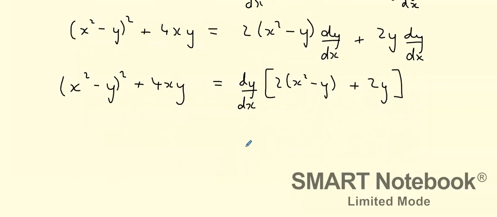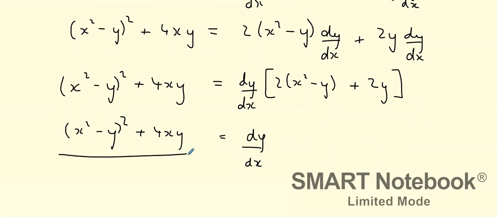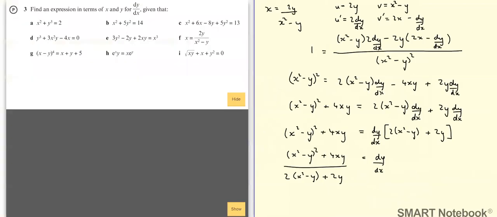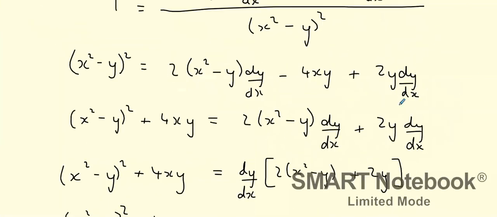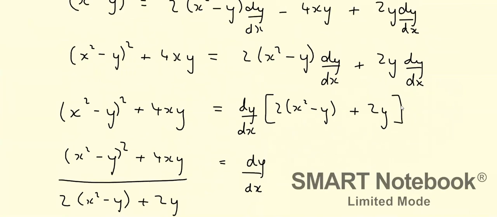And the final step is to divide through by the right bracket here. So we get (x squared minus y) all squared plus 4xy all over 2x squared minus y plus 2y. Okay, is everyone happy with that? Actually, I'm going to leave it like this for the time being, just so that you can see the working out clearly.